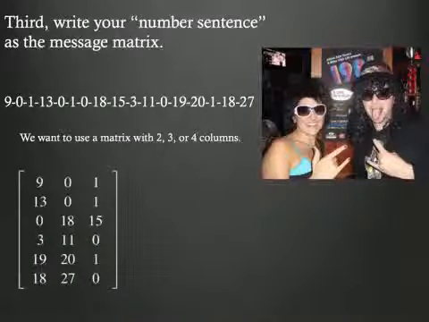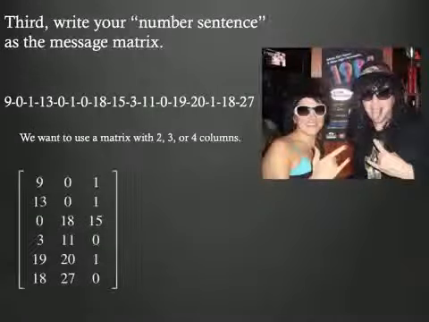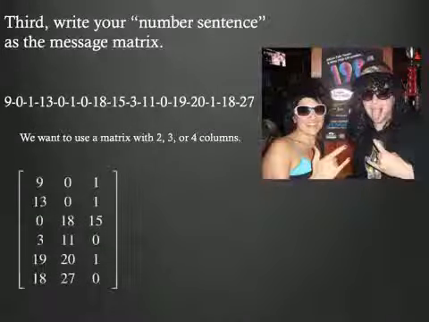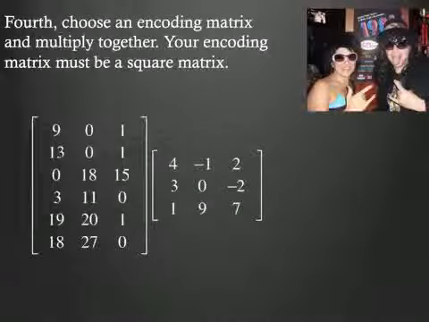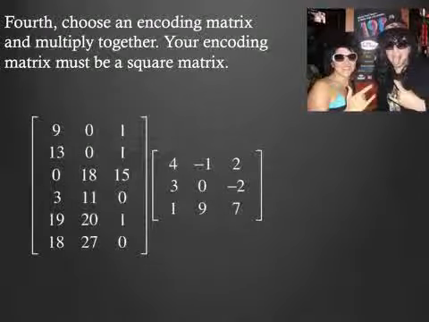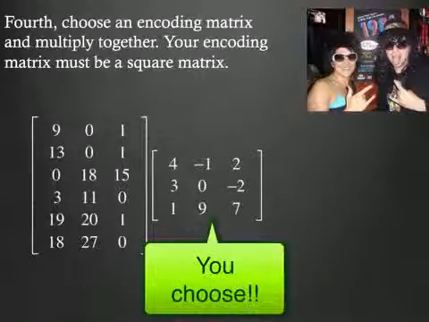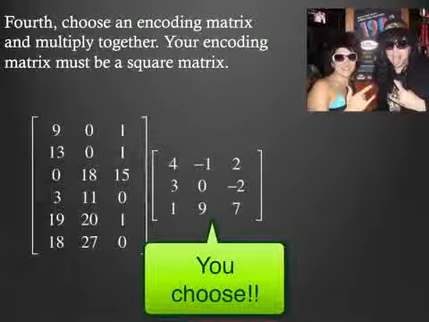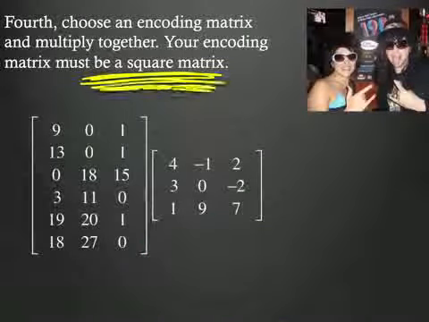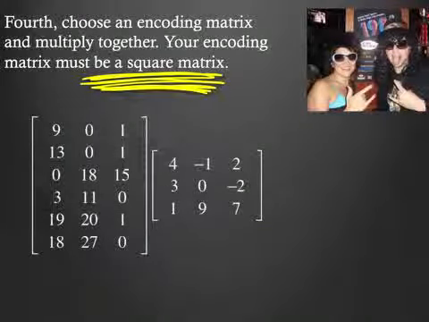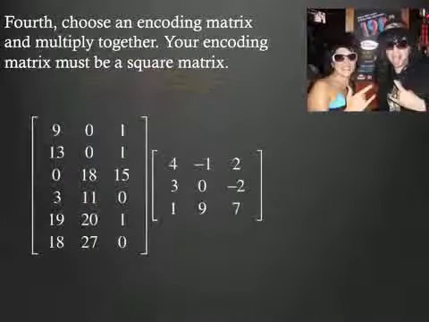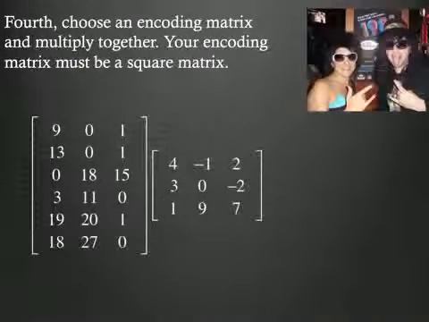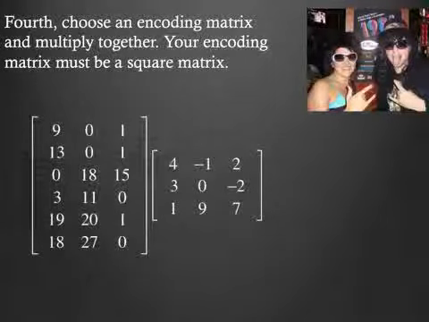So now that I've got my message matrix, I'm going to multiply that by my encoding matrix. Now the encoding matrix, I get to make that up. So anything that I want to use for my encoding matrix, I get to make up. But that has to be a square matrix. That's very, very important. Got to be a square matrix. So that means it's got to be a 2 by 2, a 3 by 3, a 4 by 4, etc.